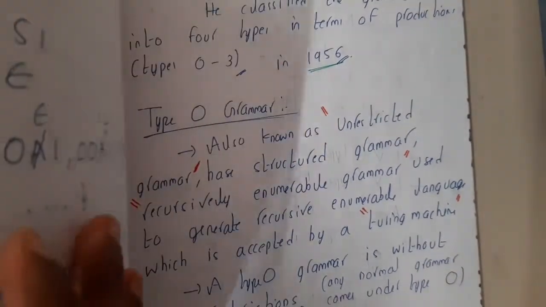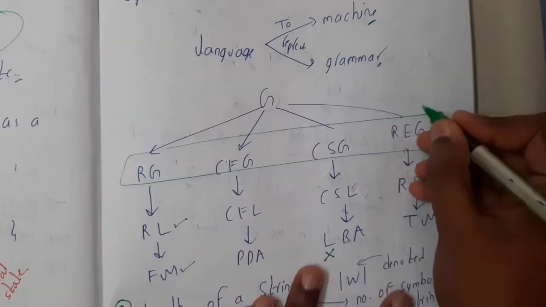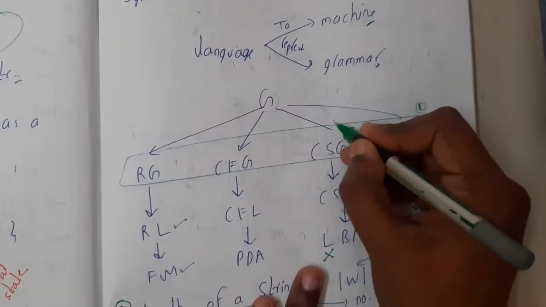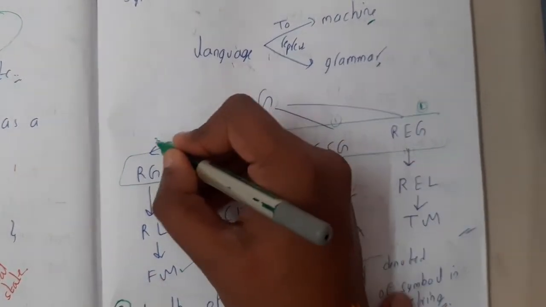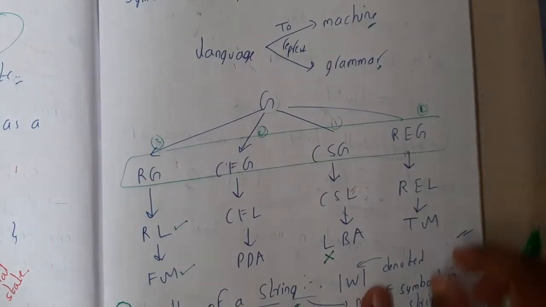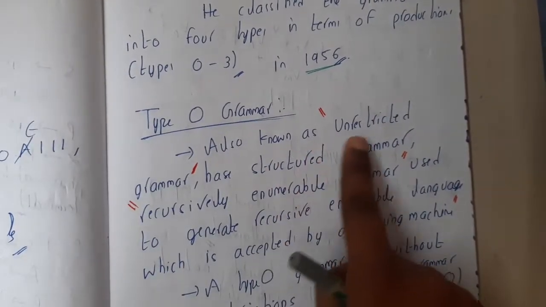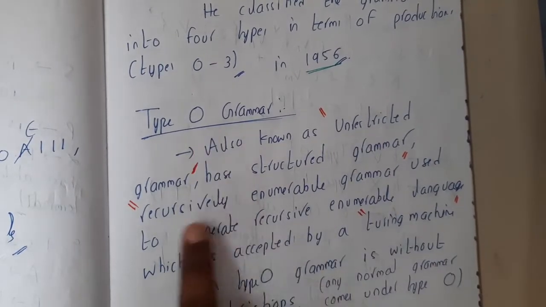So the type 0 grammar. The order will be in the reverse way, guys. Just give me a second, let me open it. So this is type 0 grammar, this is type 1 grammar, this is type 2 grammar, this is type 3 grammar. The reason why the order is reverse is that here we have more freedom, and as we go on, the restrictions will increase. Type 0 is also known as unrestricted grammar.